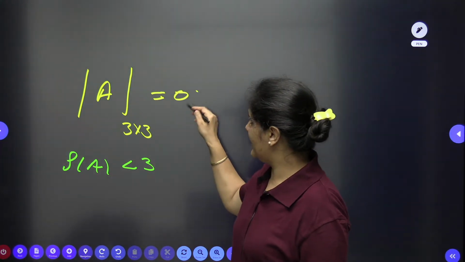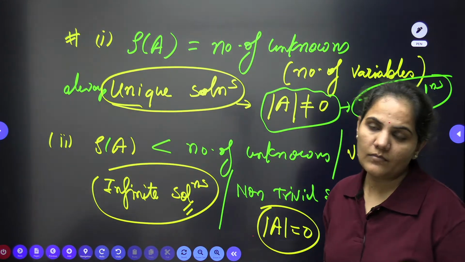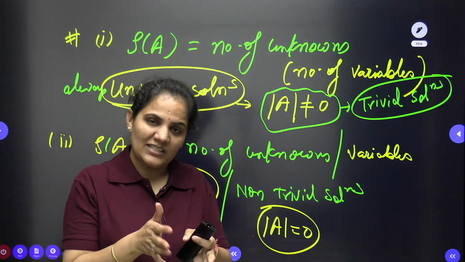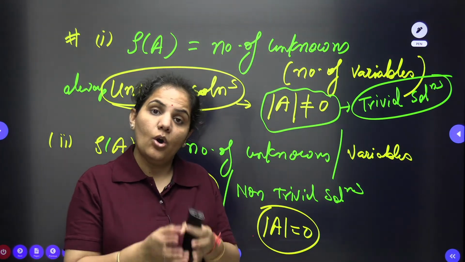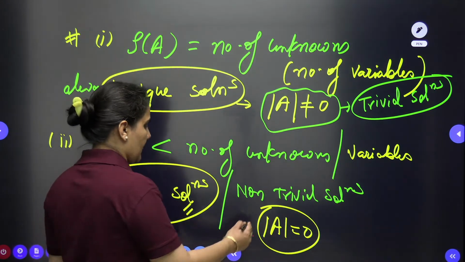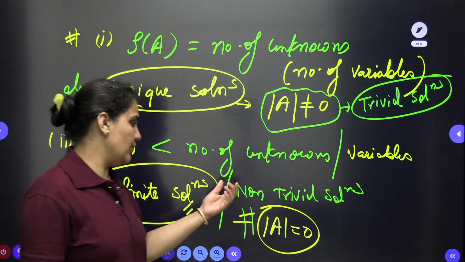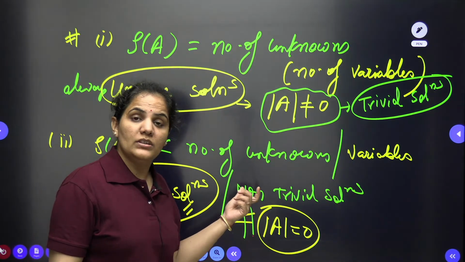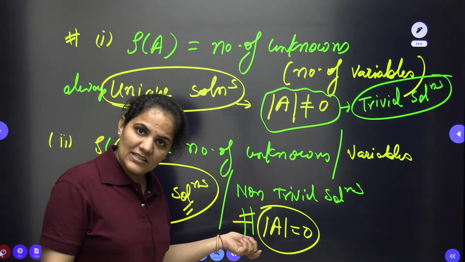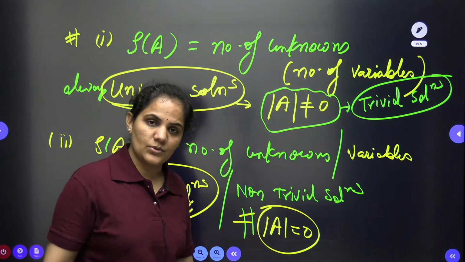So here we can see the determinant is 0. So it will be in the case of infinite solution. So for a homogeneous system of equations, if you are asking about the infinite solution or non-trivial solution, the determinant will always be 0. You need to be careful because one GATE question has been asked directly based on the non-trivial solution. If the solution is non-trivial, then the determinant is equal to 0. If the solution is trivial, then the determinant is not equal to 0.